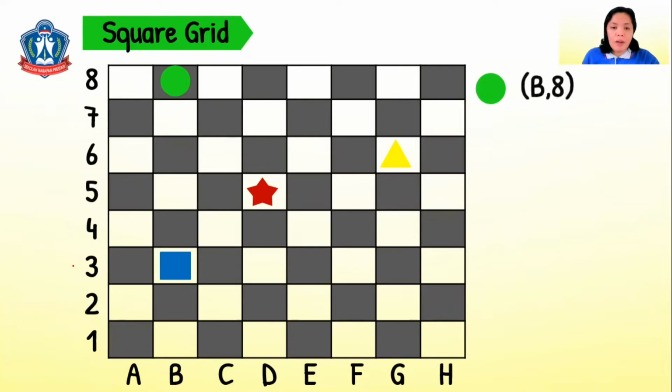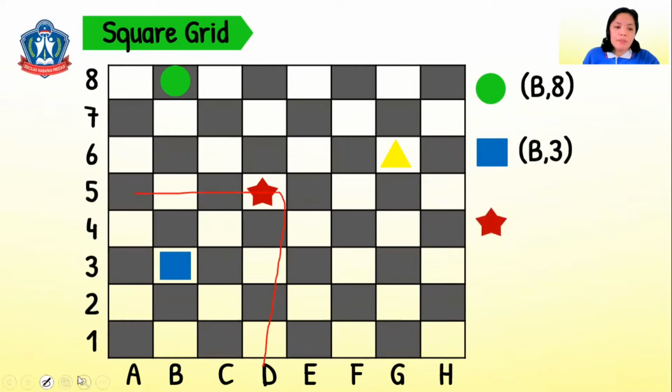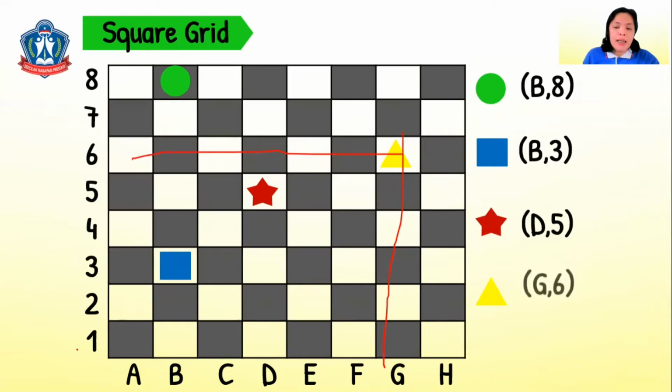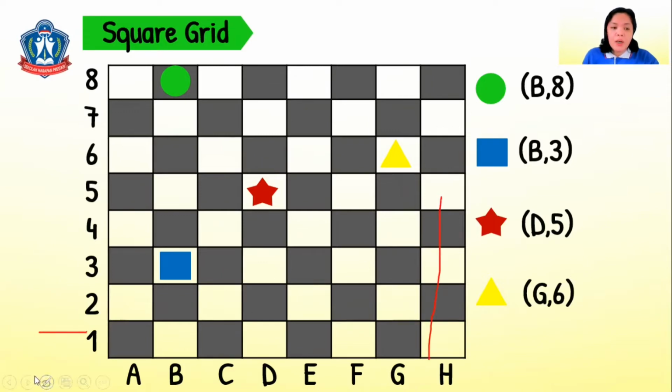It's on B8. How about the blue square? What is the position? Yes, it's B3. How about the red star? The red star is on D5. How about the yellow triangle? What is the position? Yes, it's in G6. So that is the position of the yellow triangle. So children, that's how to find the position of objects on the grid, by using the column first, then followed by the rows.